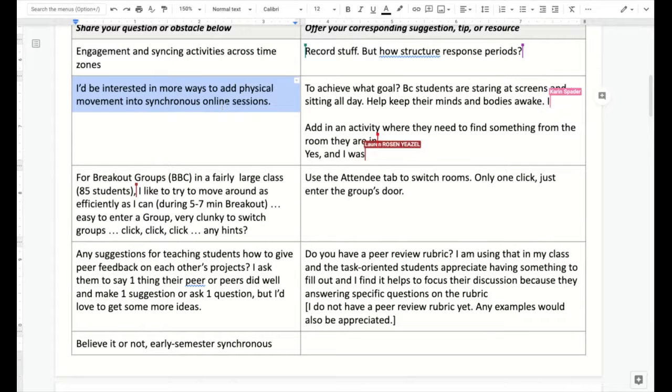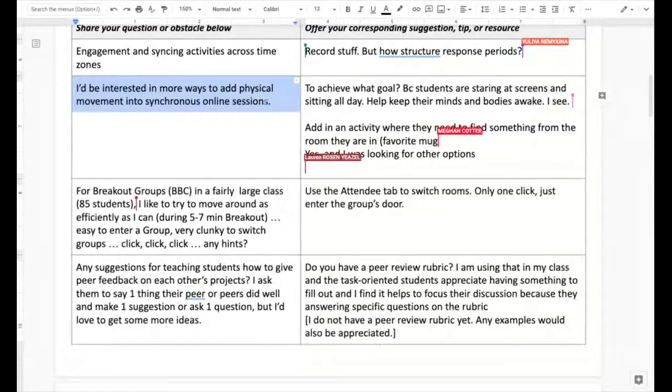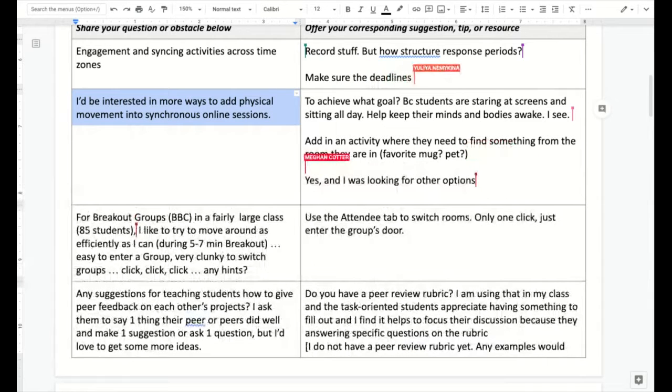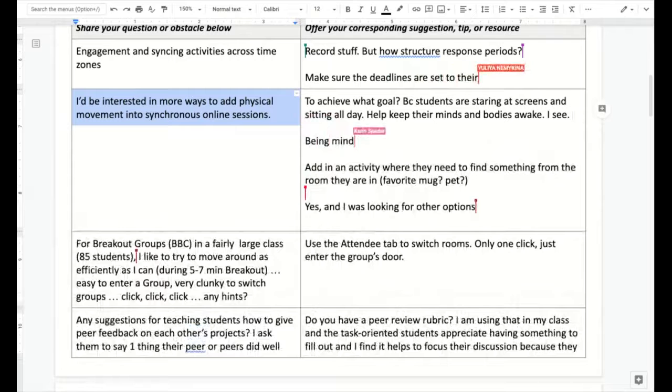I'd be interested in more ways to add physical movement into synchronous online sessions. I posted the question on Facebook of what are the things that you can do? And somebody responded, random dance parties, where you just get up and you're like, all right, everybody get up and move around. You can do that. Any other ideas that people have?